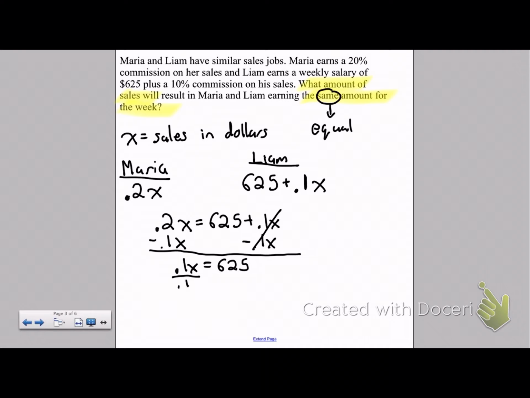Now I'm going to divide both sides by 0.1. 0.1 divided by 0.1 cancels out to leave me with x, and 625 divided by 0.1 gives me 6,250. So my answer would be $6,250.